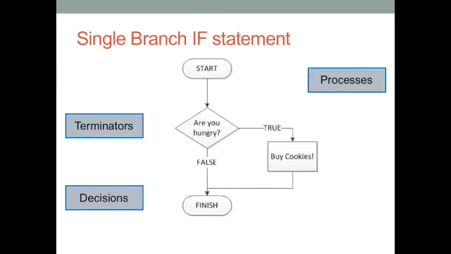As a quick recap for flowcharts, our terminators are the start and finish. Simple start and finish. They are rounded, sort of squared off ovals. Our processes are the rectangles. So something is happening. We're buying cookies. And the decision is the conveniently alliterative diamond. So we have a decision diamond.